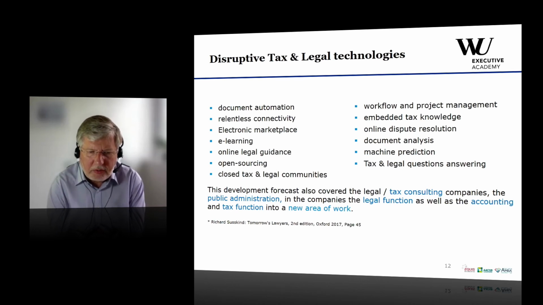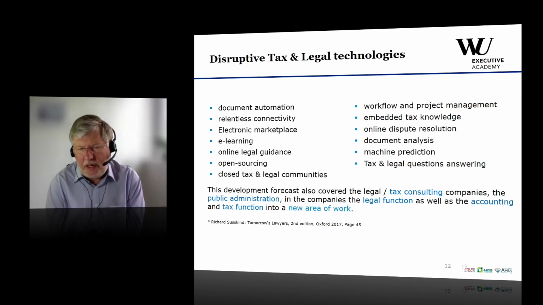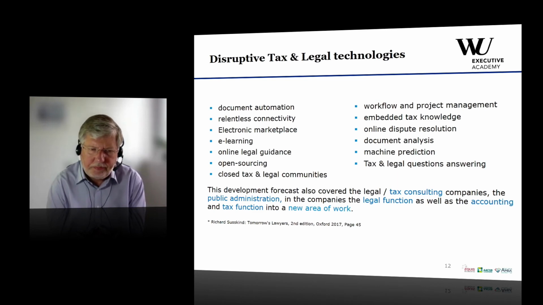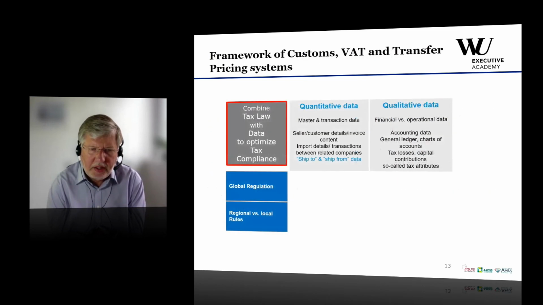And the approach is, you see, the quote is from 2017, roughly 4 or 5 years ago. And in the meantime, we have developed many, many topics of this into really an automated form. Go to the next, please.